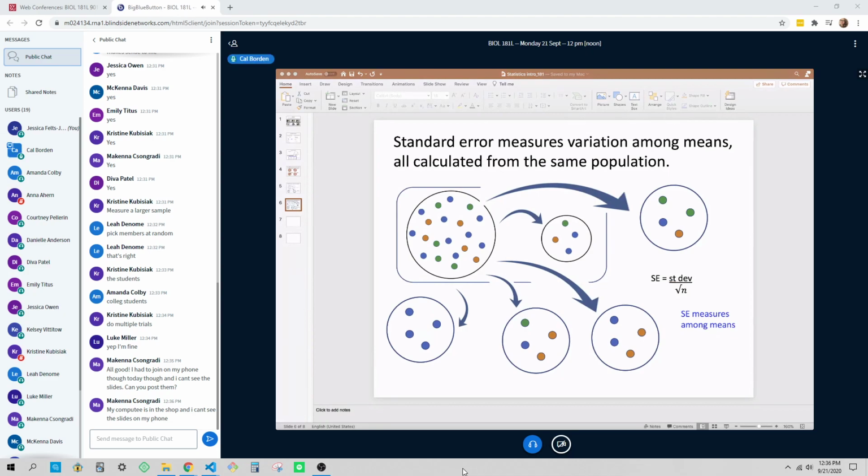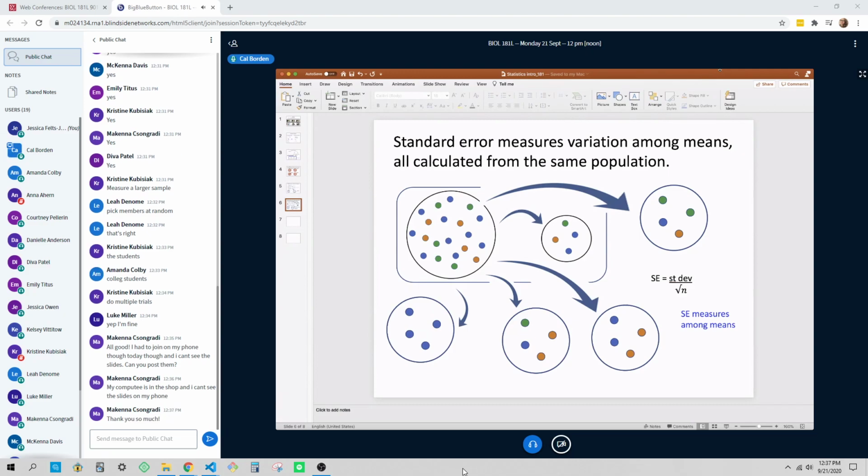Okay, McKenna, I will post the slides when I'm done. Yes, I can. It'll take me about 30 minutes after we're done, but I'll post them so you'll have them. All right.